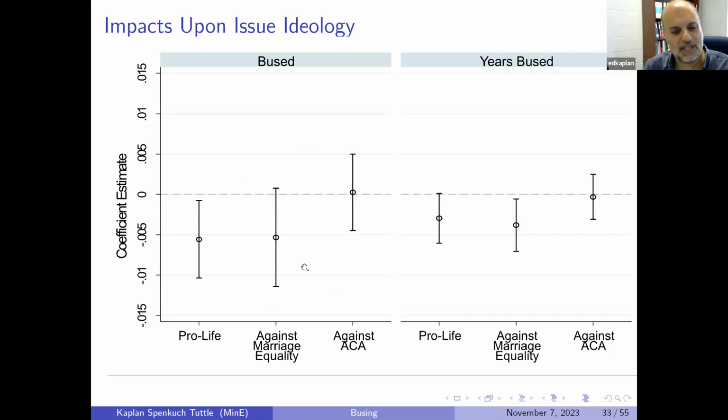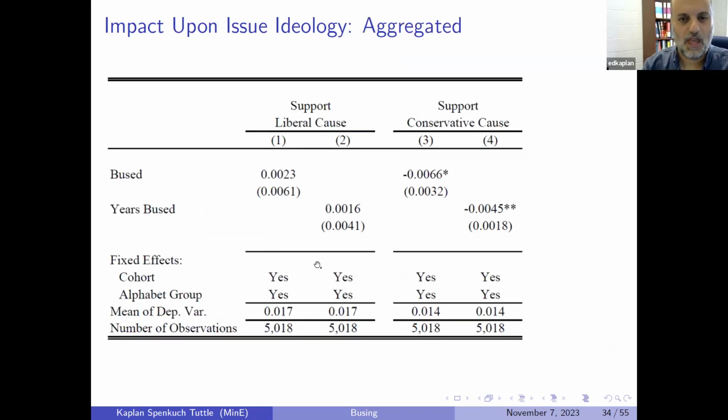That's because the mean contribution rate, if you remember, was slightly more than 1%. So this is actually about a 50% effect at the mean relative to the mean. That's a huge impact. Overall, we find that if you're bused, you're about 0.7 percentage points less likely to support conservative causes. We don't find a statistically significant positive impact on liberal causes.